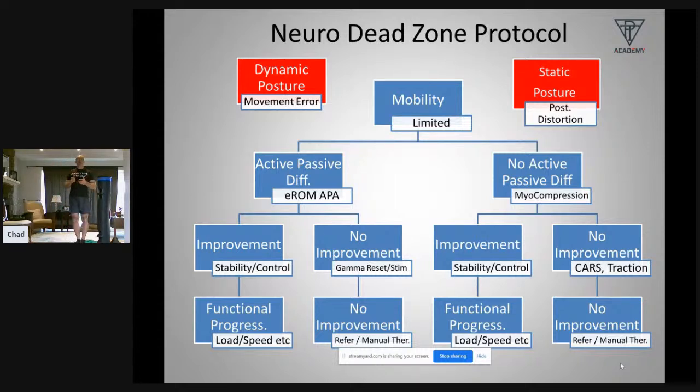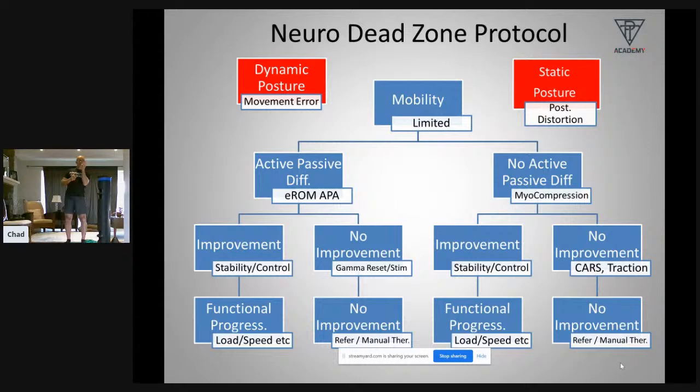Or, no, there is no active passive range difference. So we have a mobility restriction, but there is no active passive range restriction. So therefore, then we go down different pathways. The pathway on the no active passive range difference says, okay, let's try mild compression techniques, which means foam rolling. Various forms of foam rolling, various forms of massage, ART, and all soft tissue release techniques or compression techniques designed to increase tissue extensibility. That even could be static stretching done for a long held period of time. So regardless, the goal is tissue extensibility.